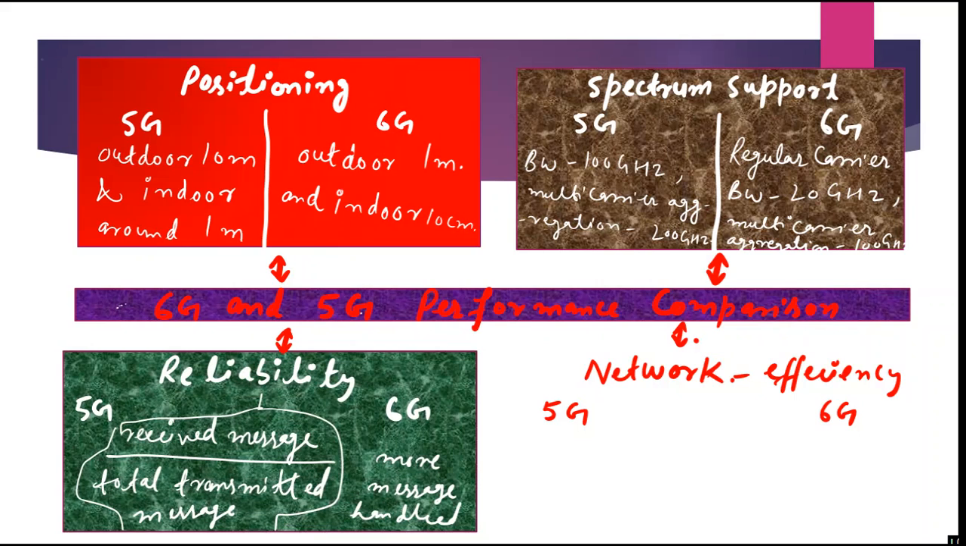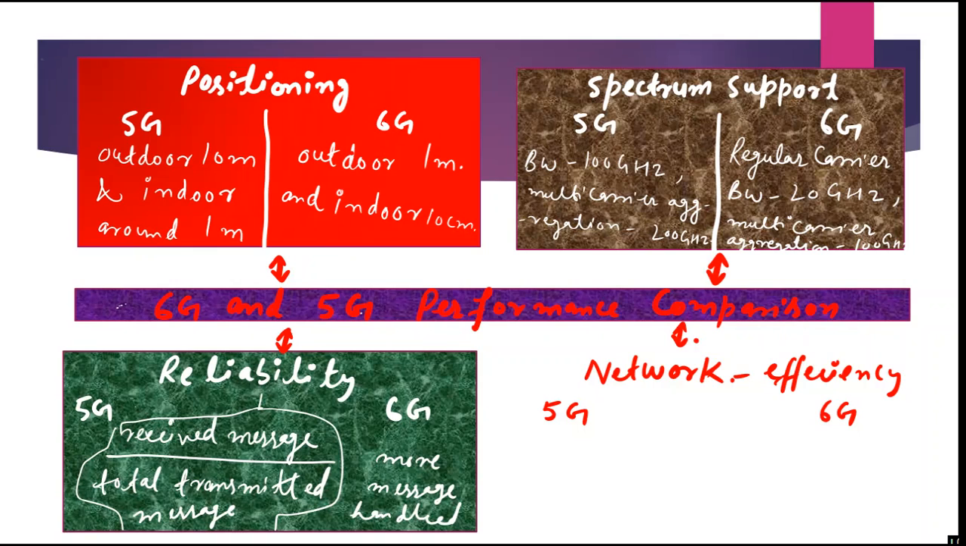And in case of reliability, so what is reliability? Reliability is nothing but the guarantee that the signal will reach accurately to its destination with negligible interference. So basically reliability is the ratio of the received message signal to the total transmitted message signal from the source. So that is known as reliability.